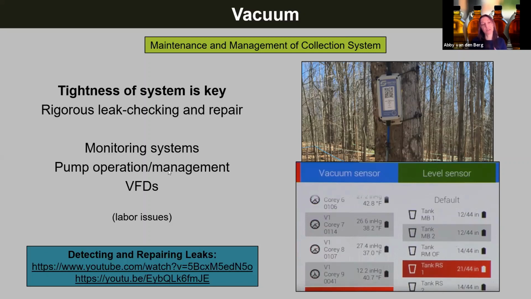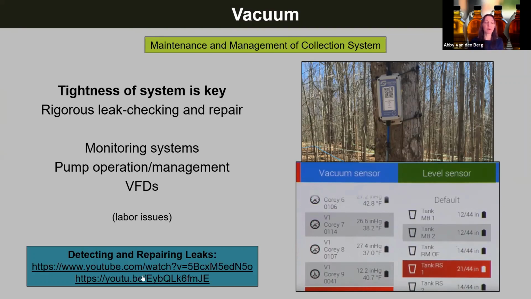A variable frequency drive can help ameliorate the energy usage of doing this. Basically that throttles down the motor to use less power when less is needed. So it's a really good way to be able to set it and forget it. And so that's just another factor to optimize the management of that collecting system.